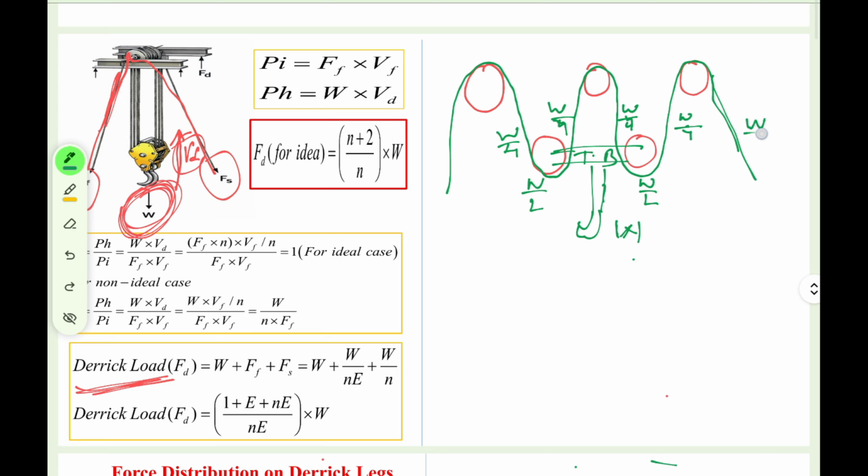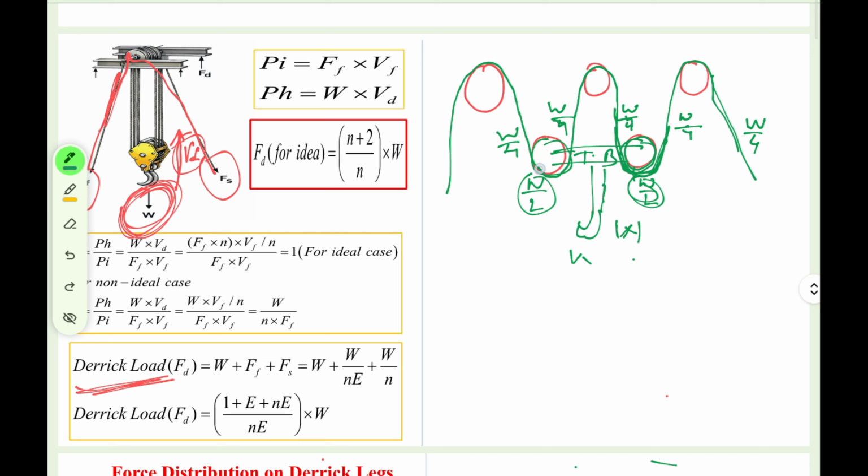If you are not able to understand how this is happening, just refer to the previous lecture, you will understand. So what is the logic over here? The logic behind it is that this W load is divided into two parts, this pulley and this pulley. In this pulley they are experiencing W by 2 load, and this W by 2 load is further divided.